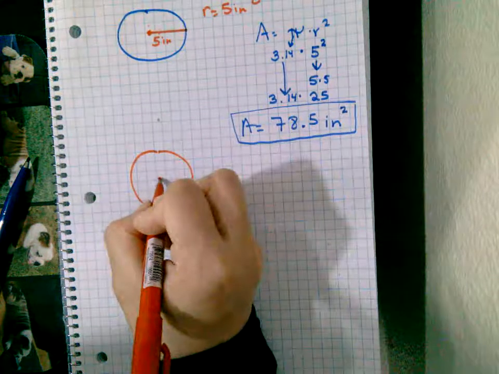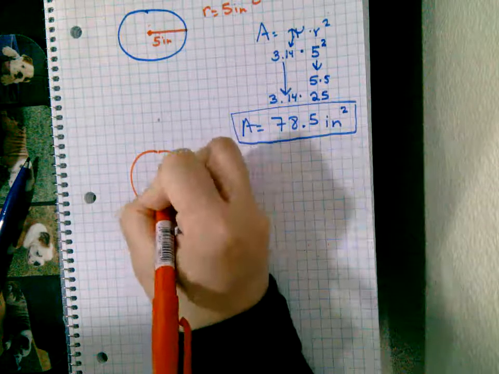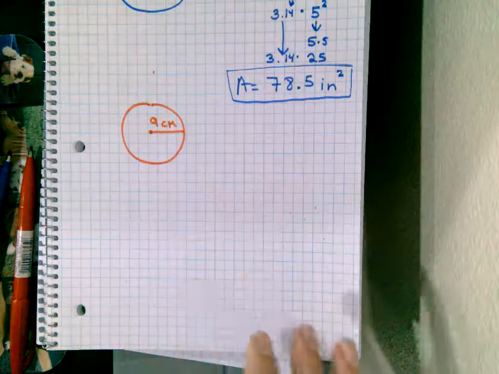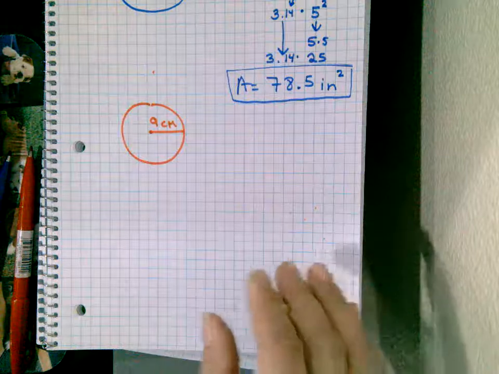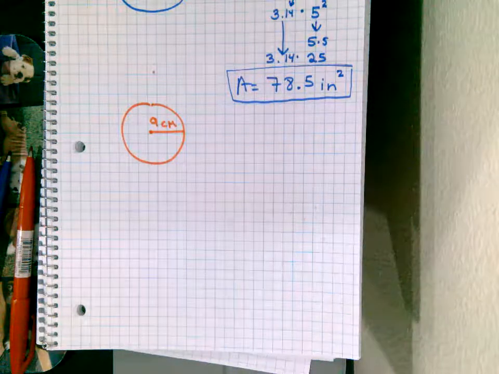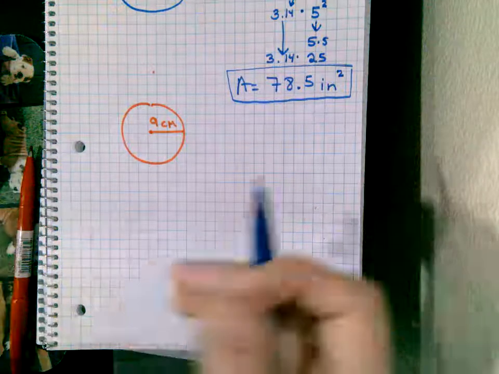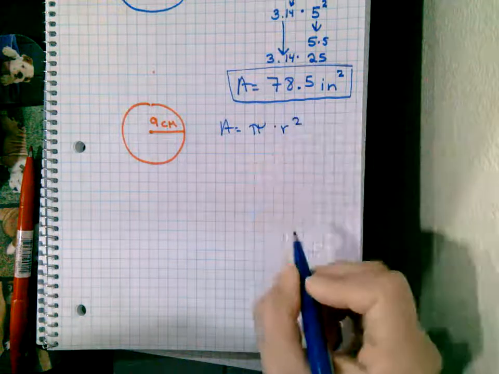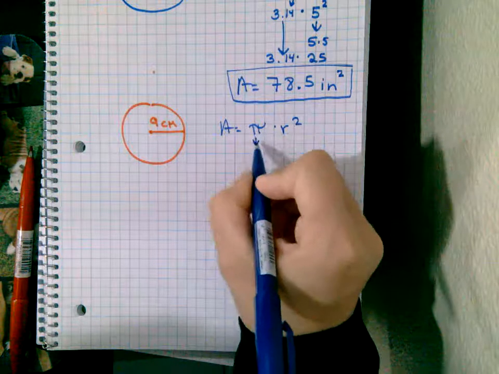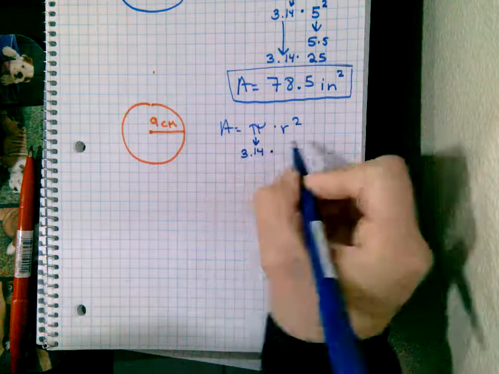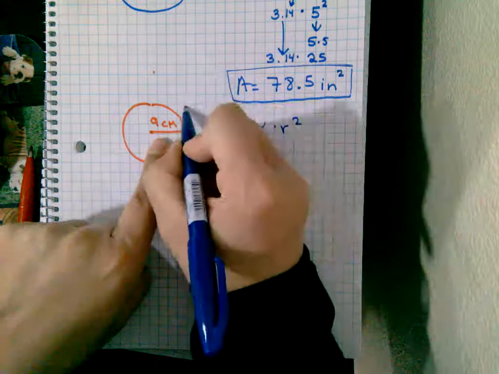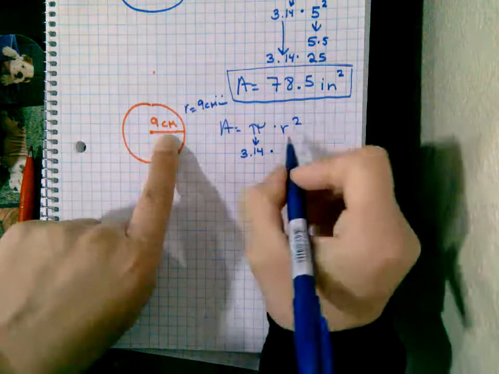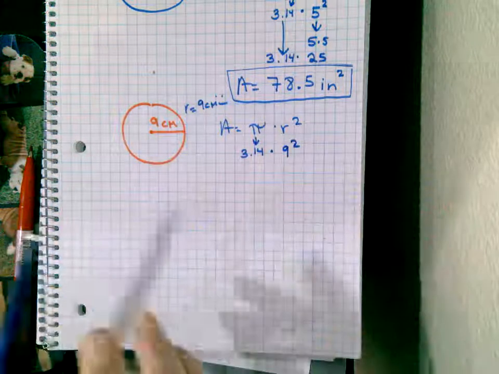All right. What if I tell you that the radius is 9 centimeters? Well, again, we're going to use our formula. Area is equal to pi r squared. So pi is 3.14 times r. R is 9 centimeters. It makes me happy because they give me the number I want, 9 squared.